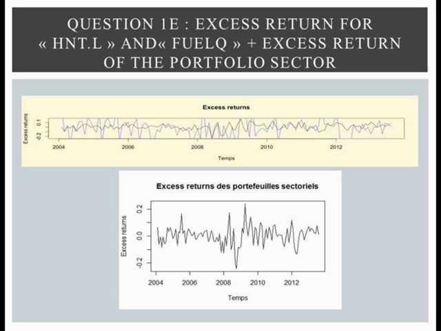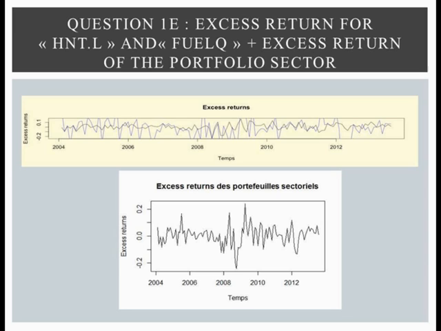Here are the excess return graphs. The first is the excess return of two stocks, HNTL and FULQ. We can see the stock FULQ is more volatile than the other. It's not surprising, as it was the riskiest stock of our portfolio with a variance of 5.81%. The second is the excess return of the portfolio.